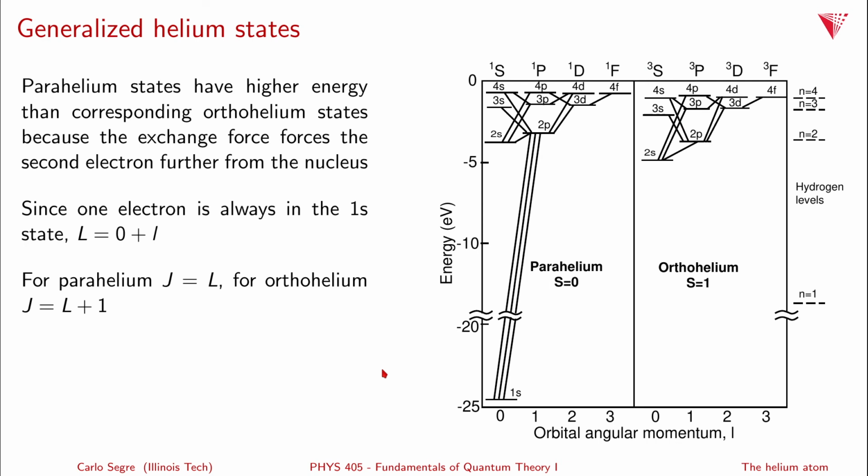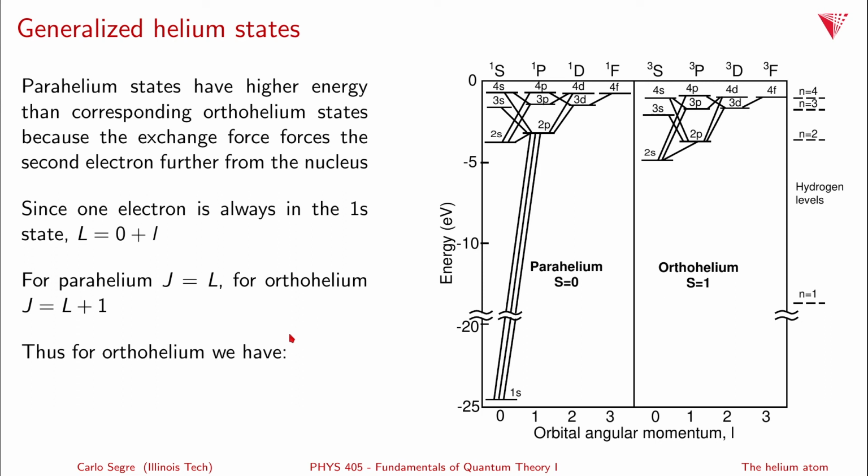For parahelium, J is just equal to L because S is equal to 0. So this would be 0. This would be 0, 1, 2, 3. For orthohelium, since S is equal to 1, J is going to be L plus 1. So in this case, this will be 1, this will be 2, this will be 3, this will be 4. So 0, 1, 2, 3, 1, 2, 3, 4 for total J. They're sort of trivial in this case.